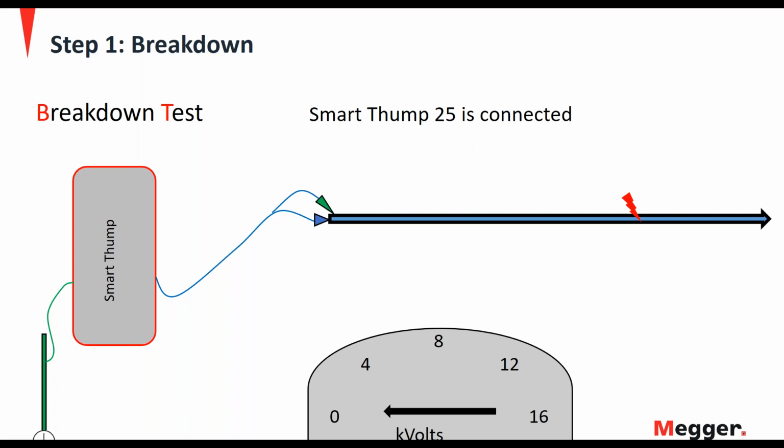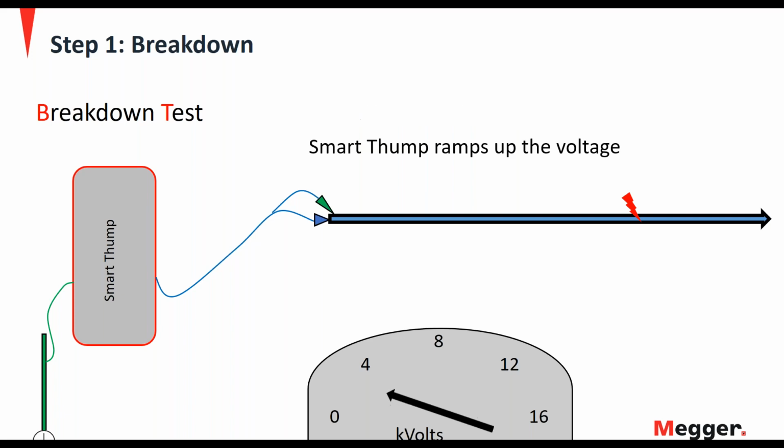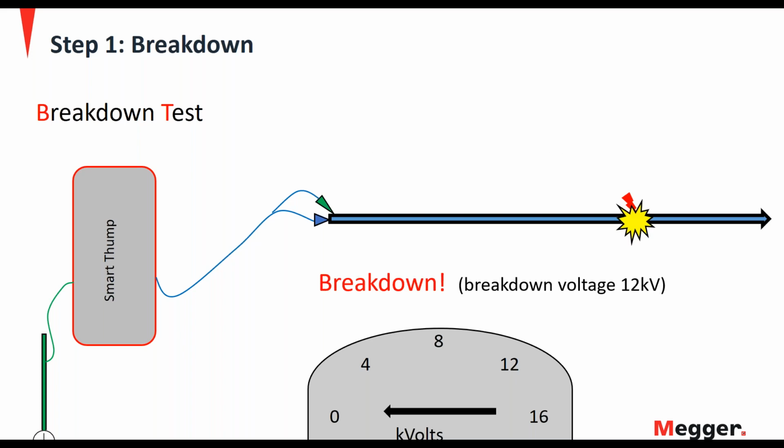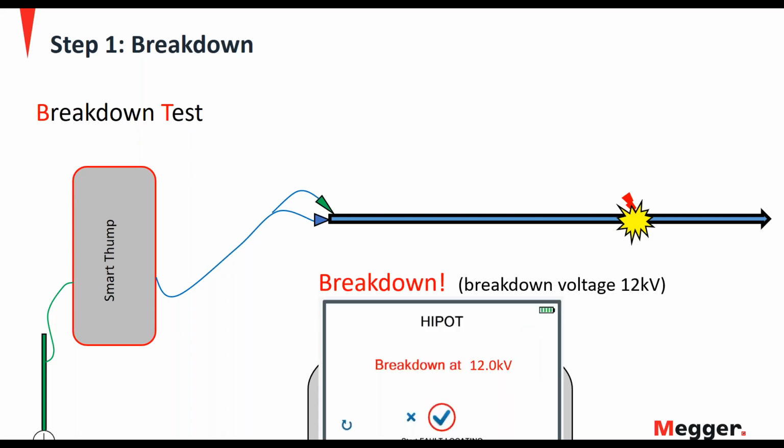Here we have the Smart Thump connected to a faulted cable, and when we turn on and charge up the cable, at some point there'll be flashover, and when that happens, the Smart Thump tells us what the breakdown voltage is, and then we're ready to move to the next step.